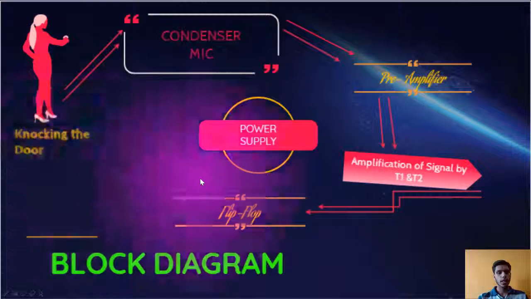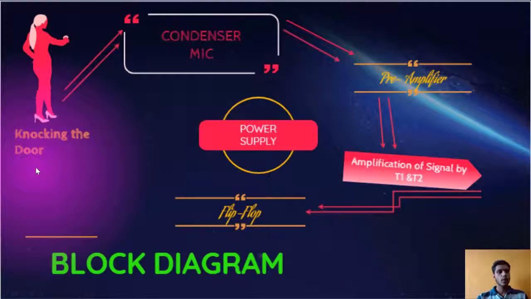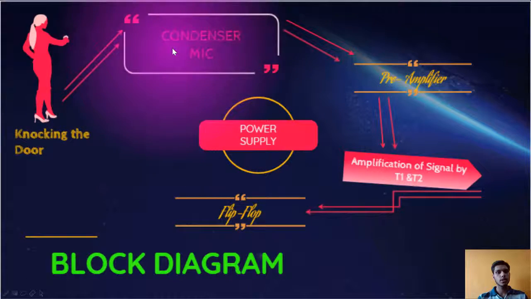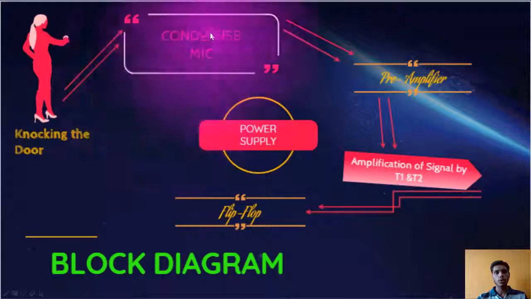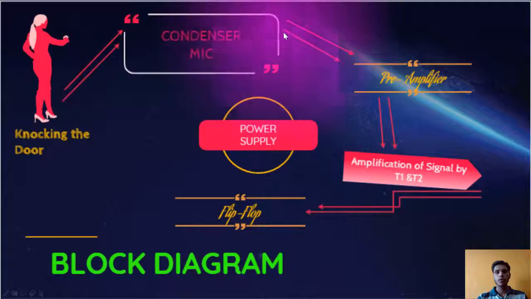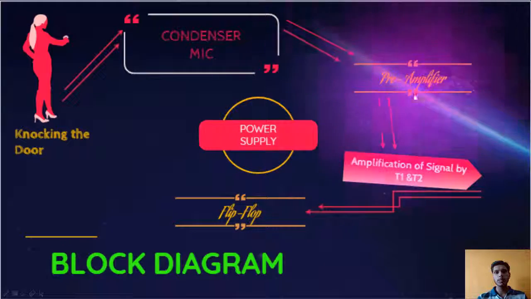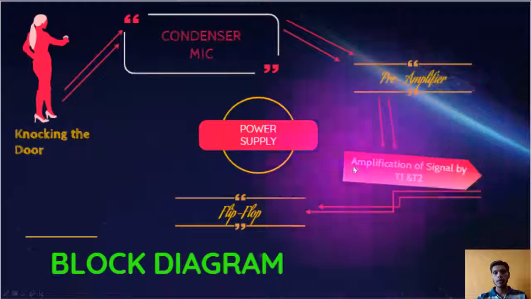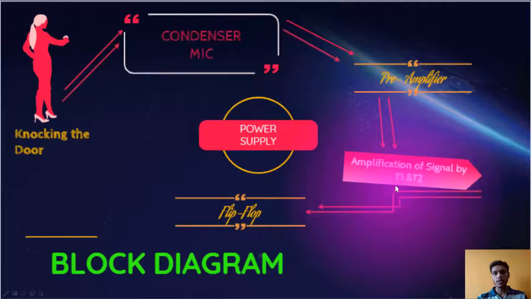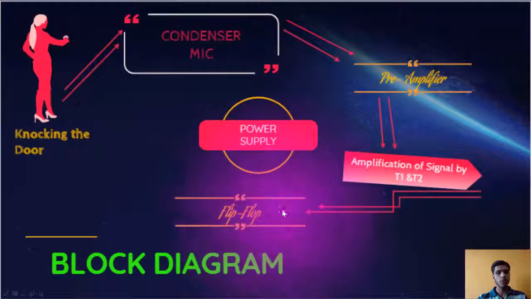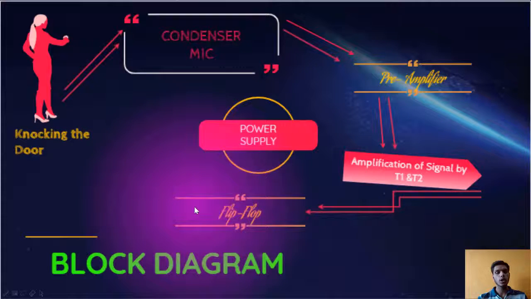Now, this block diagram is the flow of the circuit. When a person knocks the door, there would be a condenser mic that will receive the knocking. The signal produced by this condenser mic would be fed to the preamplifier. This preamplifier block would amplify the signal using transistors. There are two transistors that I have named T1 and T2, and this amplified signal would be fed to the flip-flop, and this flip-flop would be controlled by the power supply. Now according to the output of the flip-flop, the LED would glow and the buzzer would turn on and off.